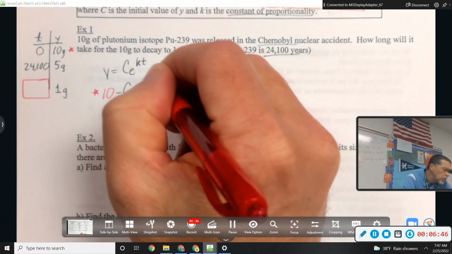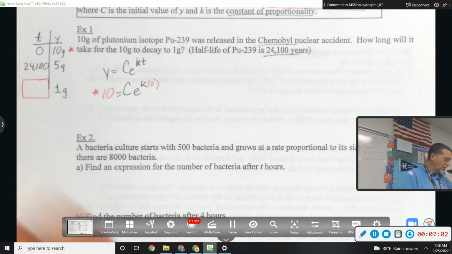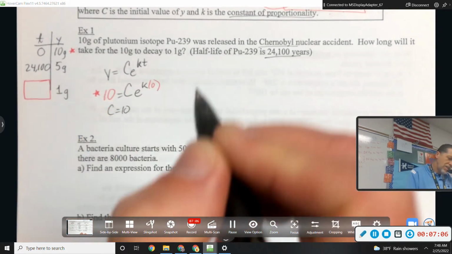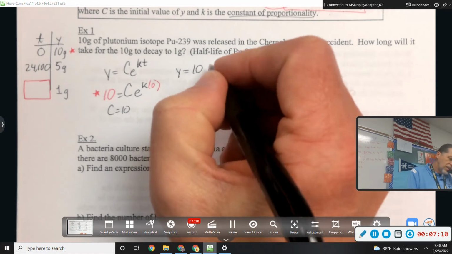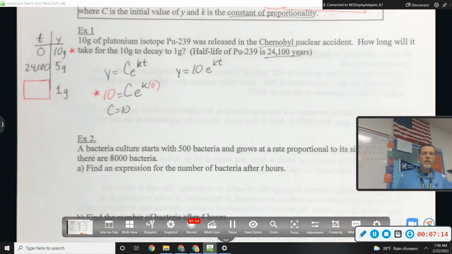Again, there's still 2 constants, but what's k times 0? And what's e to the 0? 1. So what's c equal to? 10. Okay, so we're closer now. So y equals 10 e to the kt.